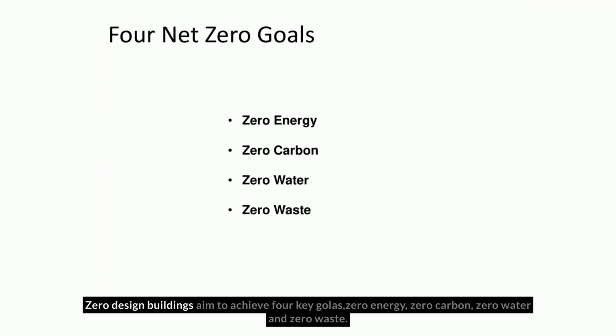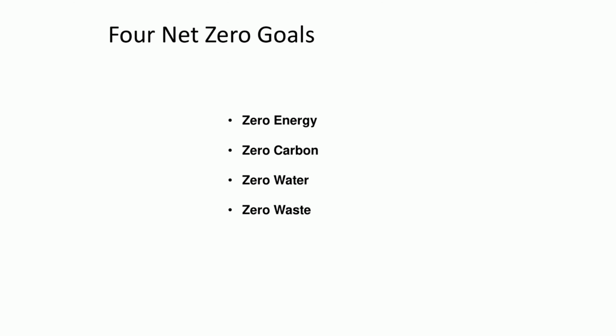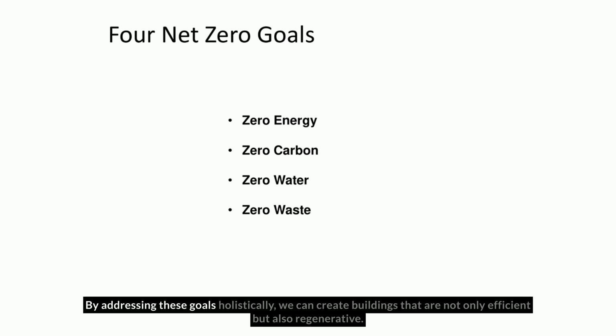Zero design buildings aim to achieve four key goals: zero energy, zero carbon, zero water, and zero waste. Each goal requires specific strategies, from reducing energy consumption to promoting water recycling and minimizing waste generation. By addressing these goals holistically, we can create buildings that are not only efficient but also regenerative.